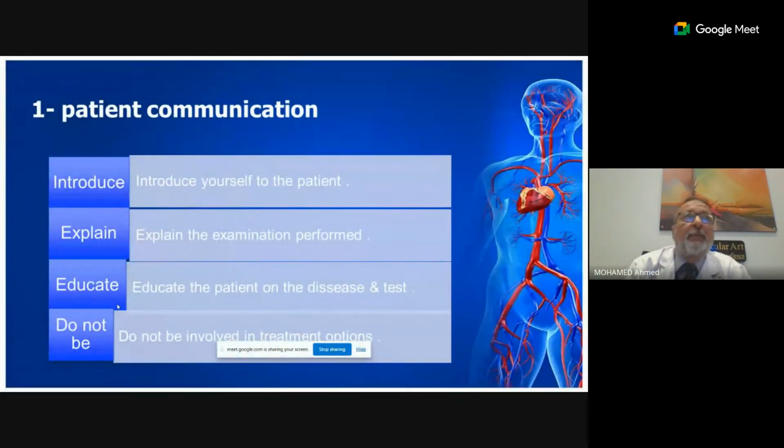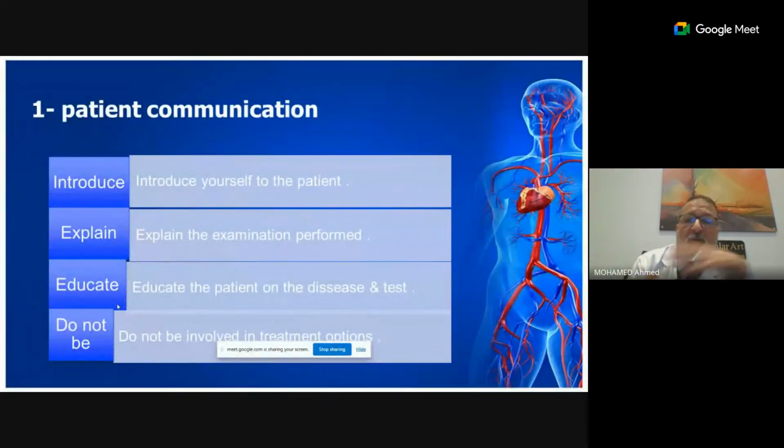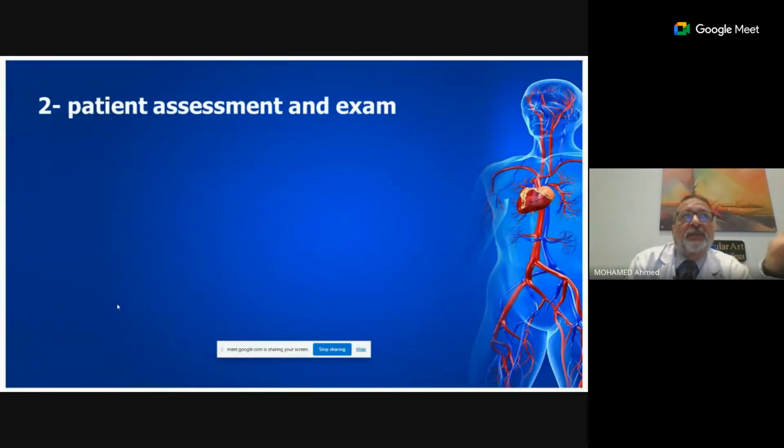This is very important. Again, if this patient was referred from someone else, don't be involved in the treatment option. This is very important because usually the patient tells you, what is my treatment, doctor? If this was referred from someone else, I wouldn't tell him you need endovenous laser or endovenous radiofrequency. I will leave the decision to the clinician. But if he's your patient, you are allowed to tell him, I think a better treatment is this.